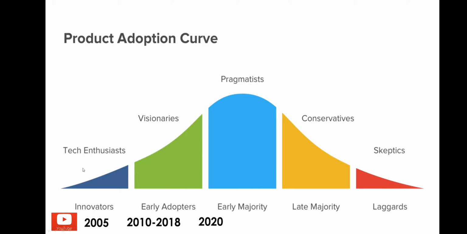Another thought on why now is the time is this product adoption curve. Now, maybe you've seen this before. This is usually applied to technology. When the iPhone first came out, the real tech enthusiasts bought it. And then early adopters, the visionaries. Early adopters are those people who are standing in line a week early. They just always want to have the latest thing. And then eventually you hit the majority, the pragmatists. And then eventually it's conservatives and skeptics.